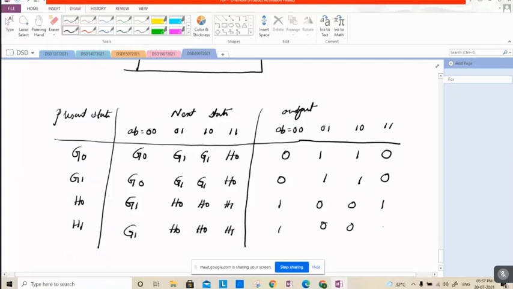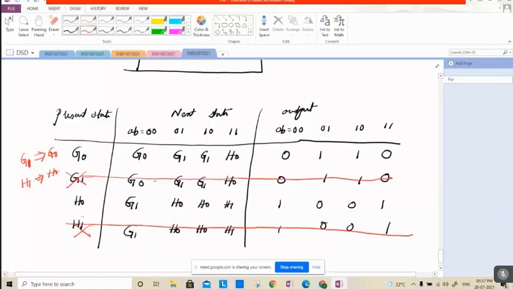Right. Now we say that these are redundant states. So hence G1 can be replaced with G0 and H1 can be replaced with H0. So we can eliminate this particular state and this particular state, and after that, replace this with G0, replace this with G0, replace this with G0, and replace this with H0.